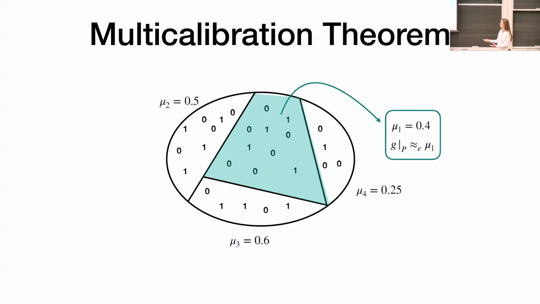To give an illustration, we look at a function and the values it assigns to different components of the domain. We break it up into small parts, and we look at the expectation of the function in each part of the domain. So for example, in this partition piece 1, mu1, the expectation, is 0.4. And the multicalibration theorem says that g in this partition is epsilon indistinguishable with respect to size s circuits from this expectation.